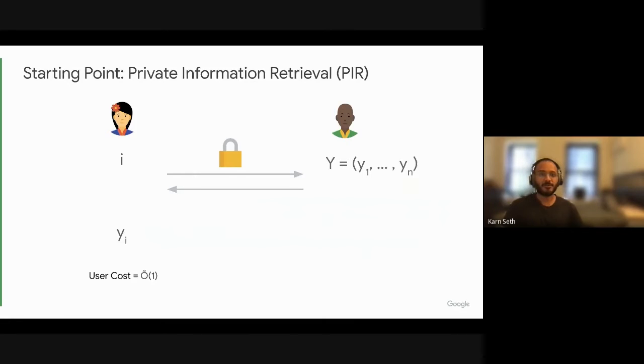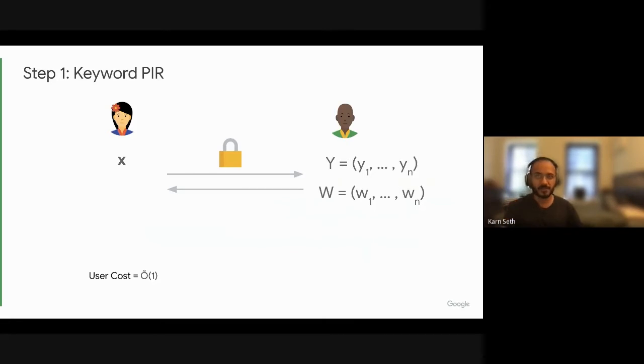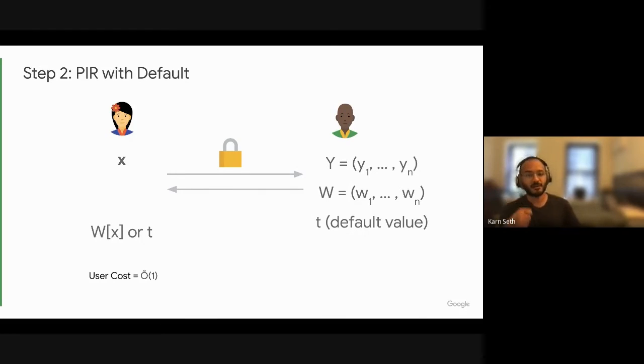So the first thing we're going to do is extend a standard private information retrieval protocol to enable, instead of querying on an index, to instead query on an ID. So the user is going to be able to query on an ID X and retrieve the associated weight from the server if the keyword or ID X is in the server's database. And in case it's not in the server's database, it'll receive some garbage output. So this is the first step to build a keyword PIR. Then the next step is, instead of garbage, we're going to make it so that the user is going to receive a prescribed default value T. And this T is chosen by the server.